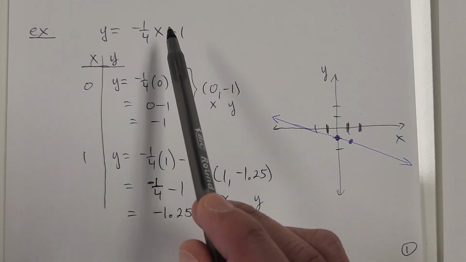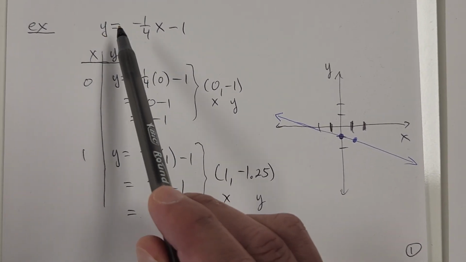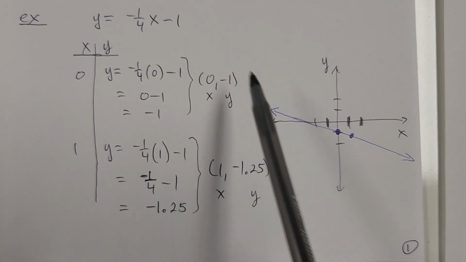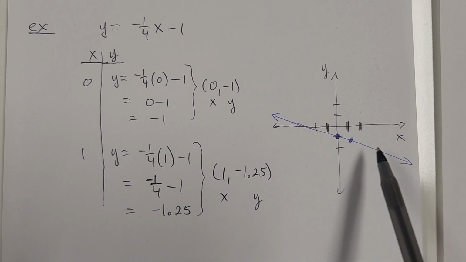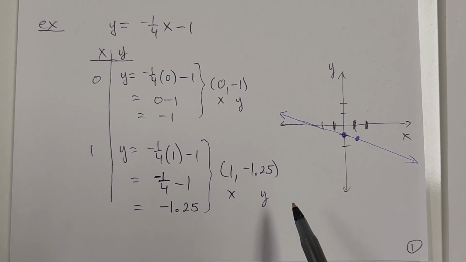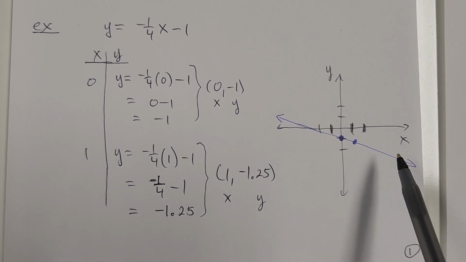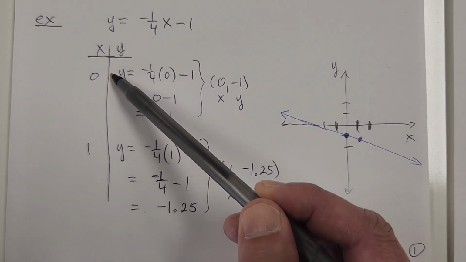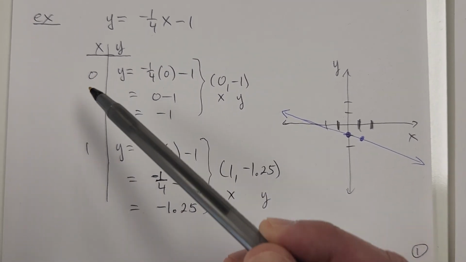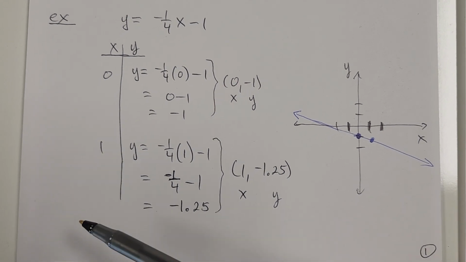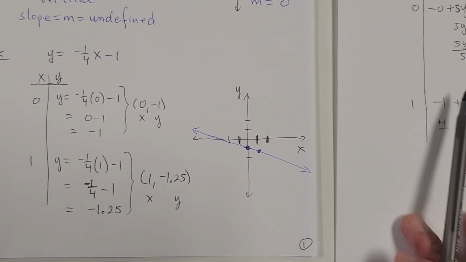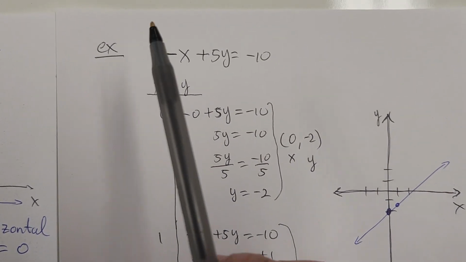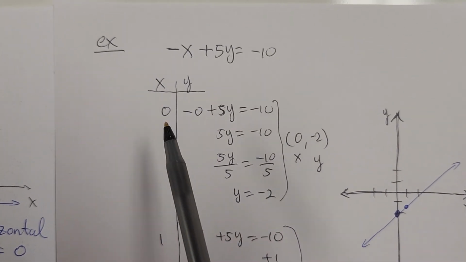So this equation right here, y equals 1/4 x minus 1, is this line in blue. Okay, so that's how you will graph a line. Pick 2 points, use 0 for the easiest point, and then after that pick 1. Okay, next I have another example. Same situation, just in a different format.